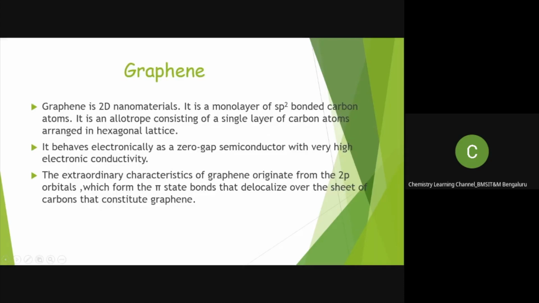So the next type is graphene. It is a 2D nanomaterial and it is a monolayer of sp2 bonded carbon atoms. And here the atoms are arranged in a hexagonal lattice, and it exhibits high electronic conductivity. Then the extraordinary characteristics of graphene originate from the 2p orbitals, which form pi bonds.